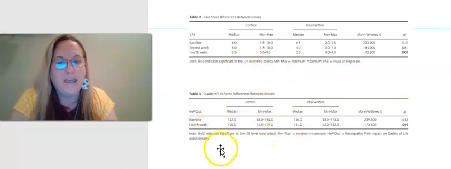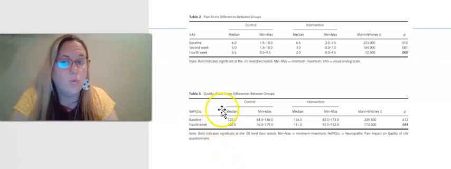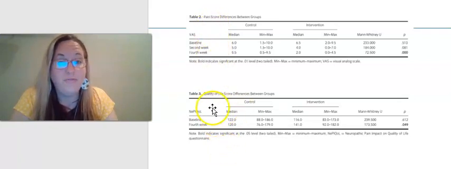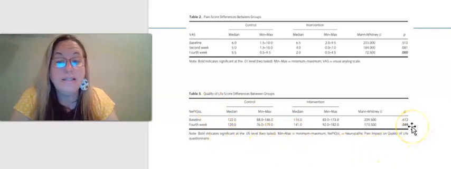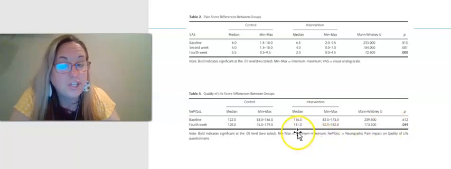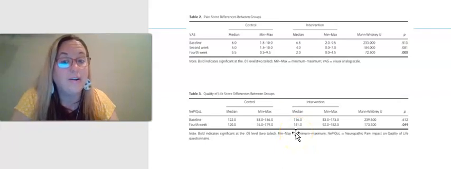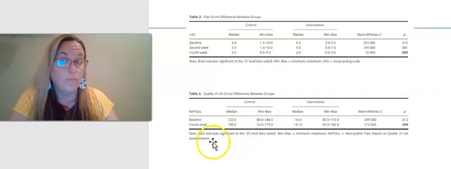For the bottom table, it's the same study, but this is the quality of life score, not the pain score, so a different variable. And again, at the fourth week, we see that we just met the level of statistical significance. 0.049 is statistically significant. So that means that the intervention group does have a statistically significant higher quality of life at 4 weeks after intervention than the control group does.